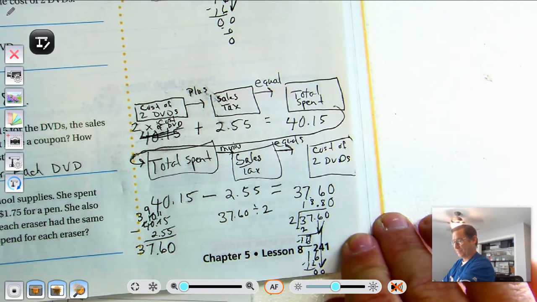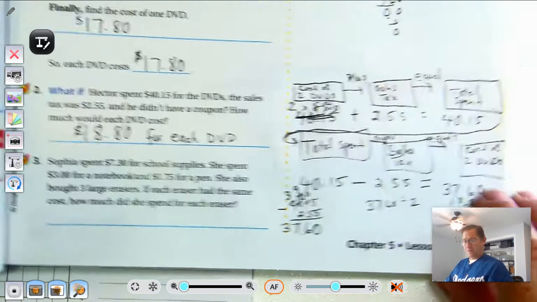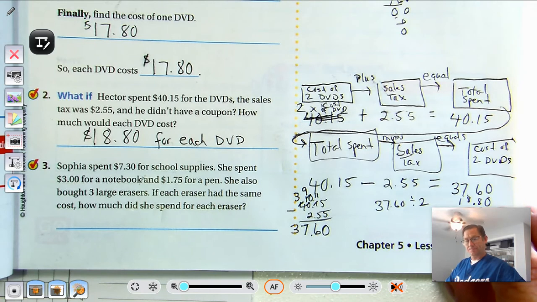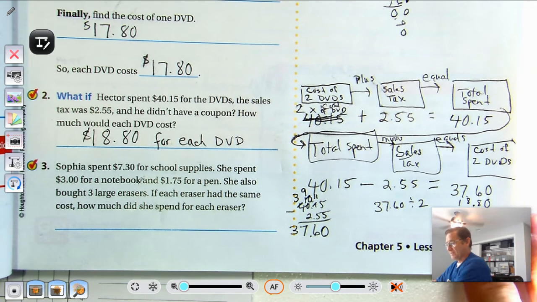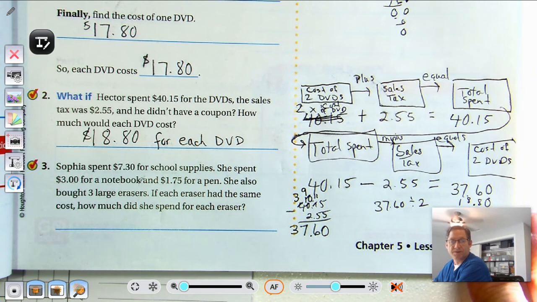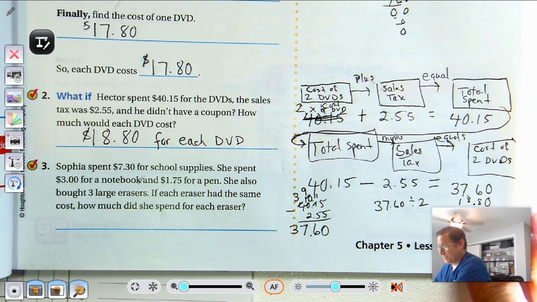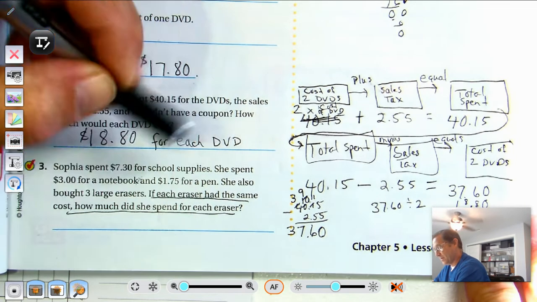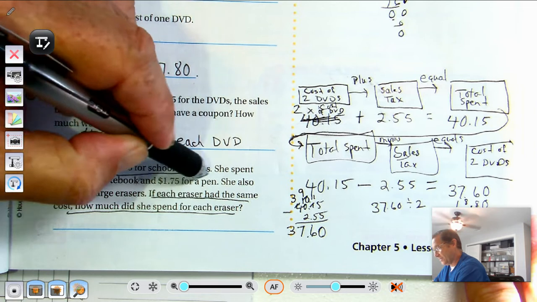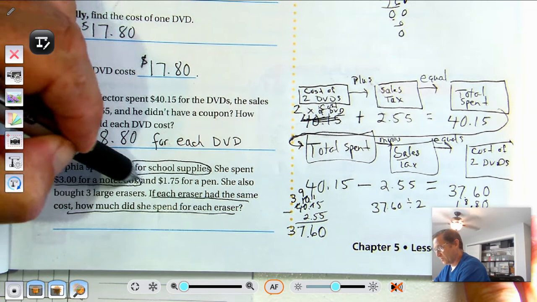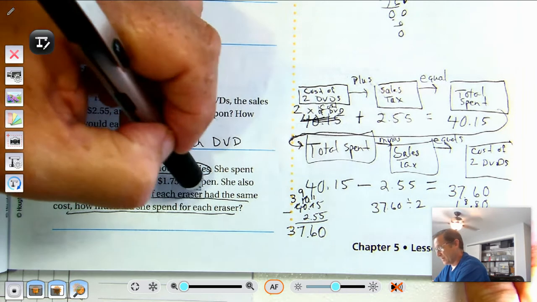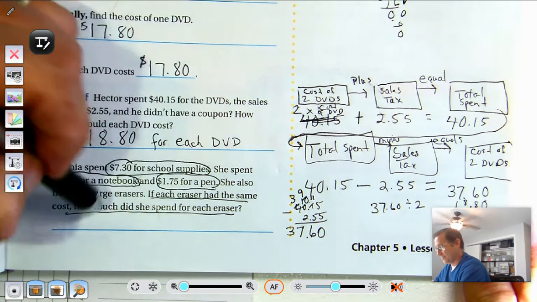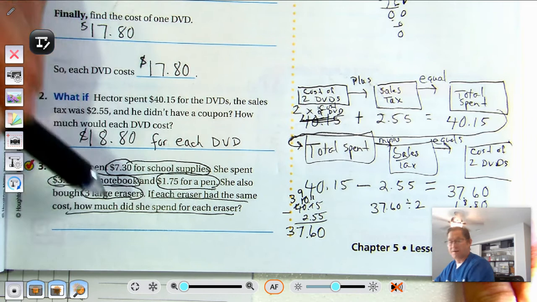All right, number 3. Sophia spent $7.30 for school supplies. She spent $3 for a notebook and $1.75 for a pen. She also bought 3 large erasers. If each eraser had the same cost, how much did she spend for each eraser? All right, so she spent $7.30 total. $3 of that was spent on a notebook. $1.75 was spent for a pen. And then she also bought 3 large erasers.